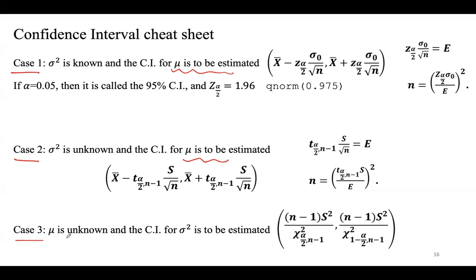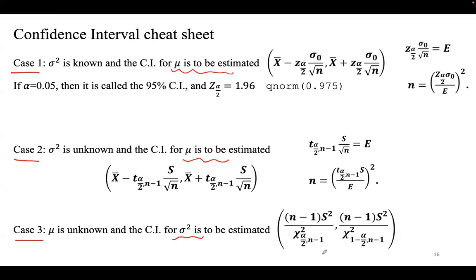The third case is now we want to estimate sigma square, but mu is known. So this time it's going to be slightly different. It's going to look different. This time we are estimating sigma square, and this is going to be of the form of the chi-square distribution. And now for the chi-square distribution, the numerator is the same. Here, if you can see, it's symmetric.